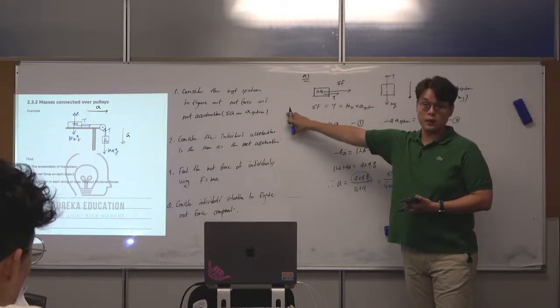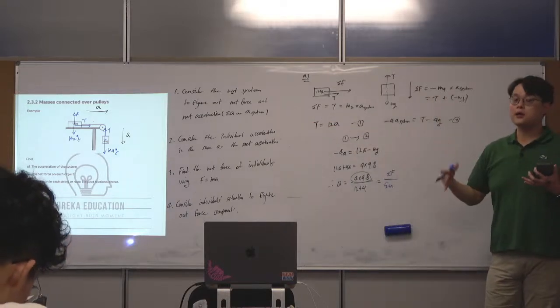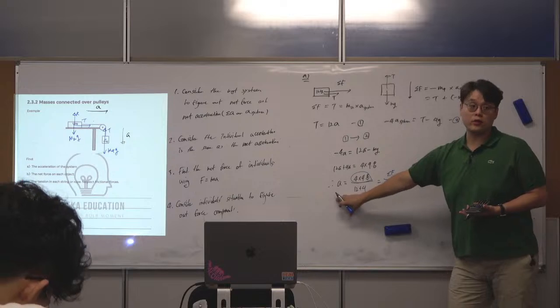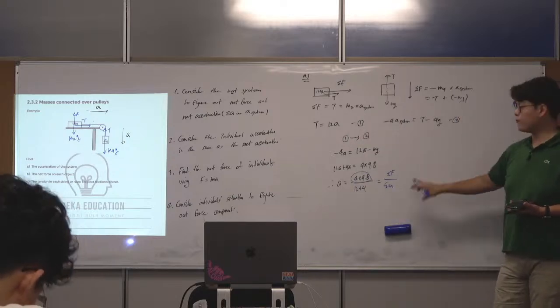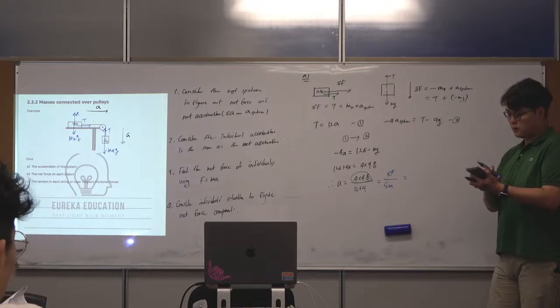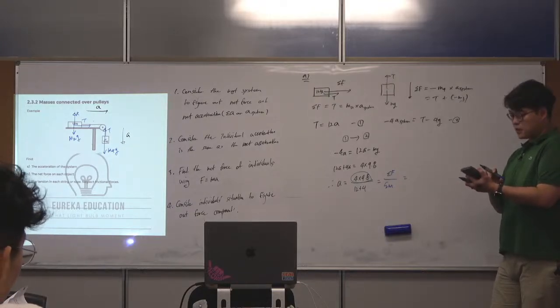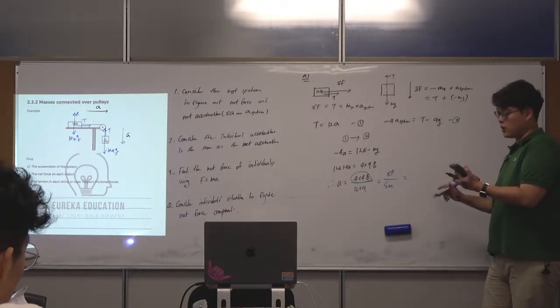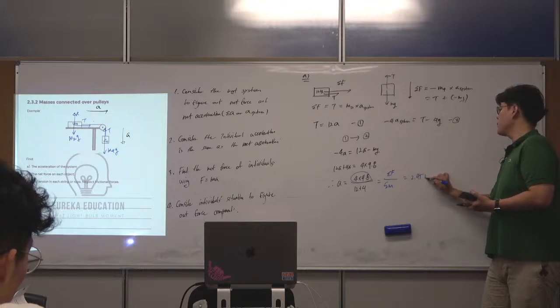You get it? Okay? It doesn't matter whether it's connected to a pulley or not. I get the same acceleration value, and you show the working out over here. This is the method. That's 4 times 9.8 divided by 16, and you get 2.45 meters per second squared.